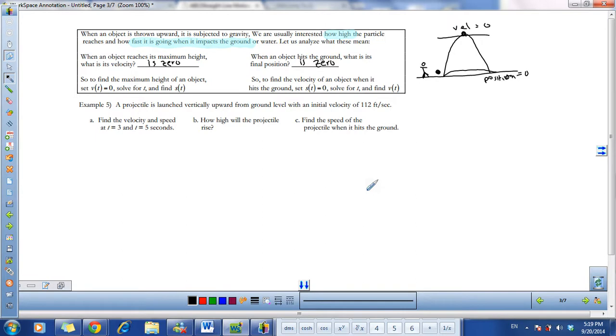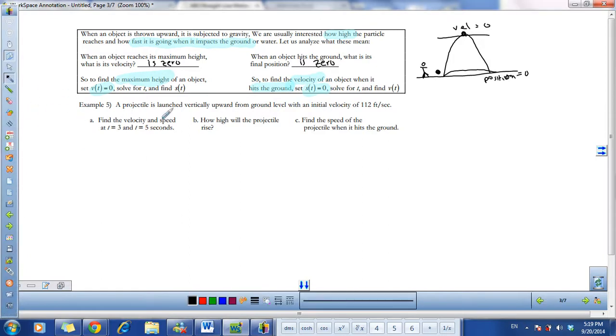Anyway, so to find the maximum height of an object, we set our velocity equal to 0. And to find the velocity of an object when it hits the ground, we set the position equal to 0. Very important. So to find maximum height, set velocity equal to 0. To find velocity when it hits the ground, set the position equal to 0.